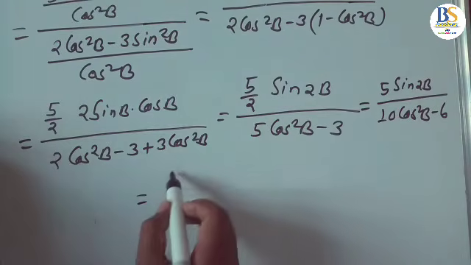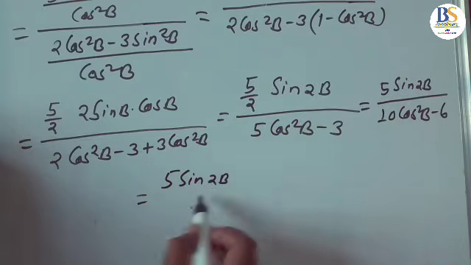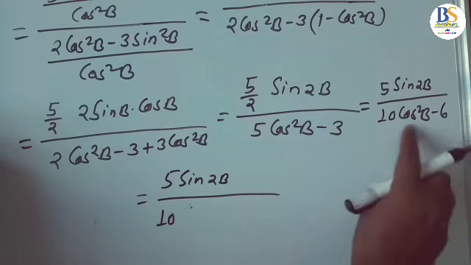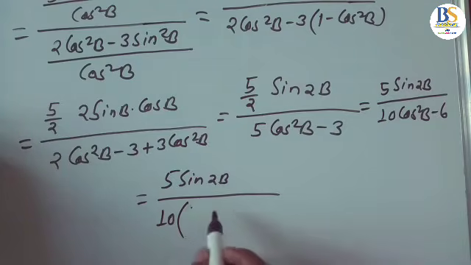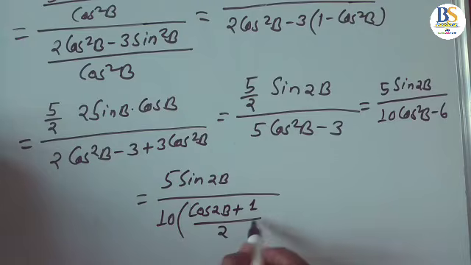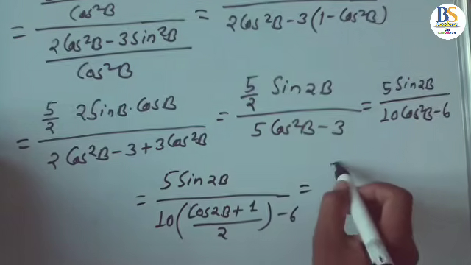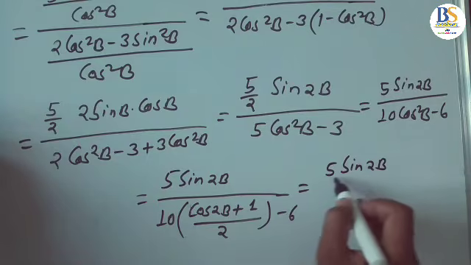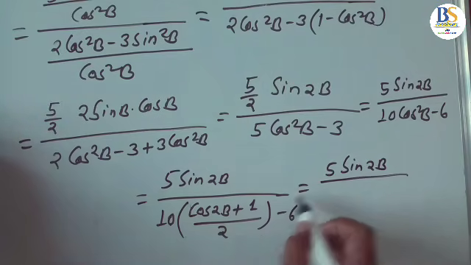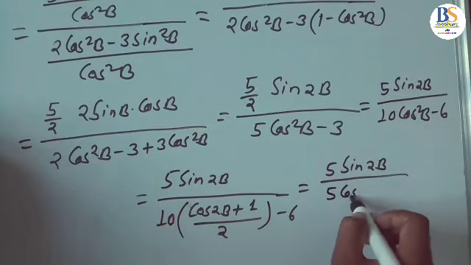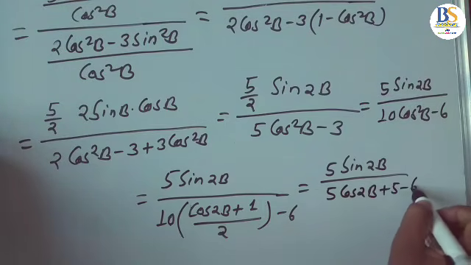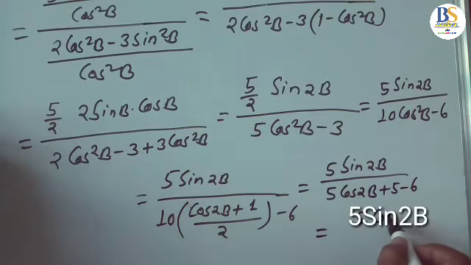There is 5 sin 2b divided by 10 cos square b in terms of cos 2b, which is cos 2b plus 1 divided by 2, minus 6. This is equal to 5 sin 2b divided by, 2 fives are 10, then 5 cos 2b plus 5 minus 6, which is 5 cos 2b minus 1. This is equal to RHS. Proved.